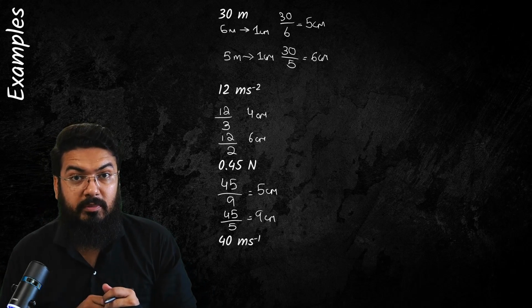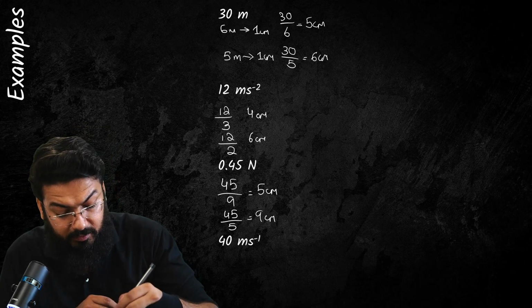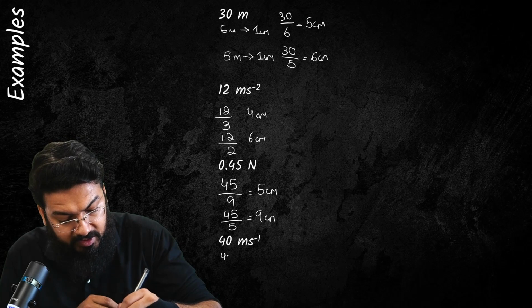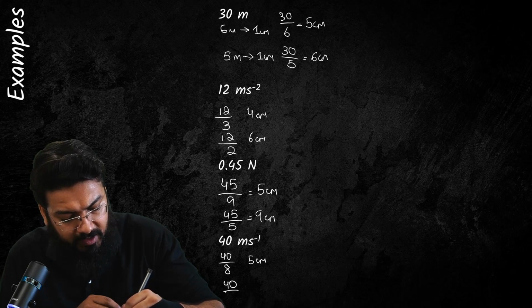Then you have a 40 meters per second velocity. Again, here I have a lot of different options. I can go with 40 divided by 8, and that's going to give me a 5 centimeter line. I can go with 40 divided by 5, and that would give me an 8 centimeter line.